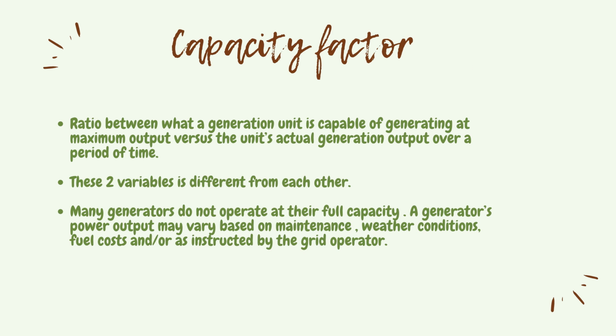Let me start explaining capacity factor. It is the ratio between what a power plant is capable of generating at maximum output versus the unit's actual generation output over a time period. These two variables are different from each other. Many generators do not operate at their full capacity all the time. A generator's output may vary based on maintenance issues, weather conditions such as wind and sun availability, fuel costs, or instructions by the transmission system operators.